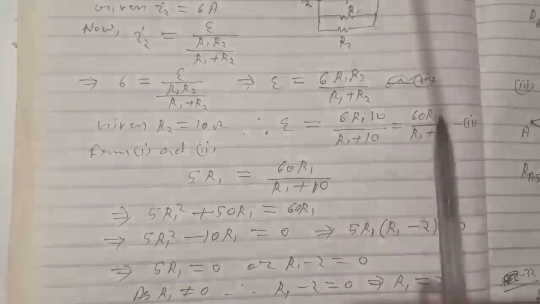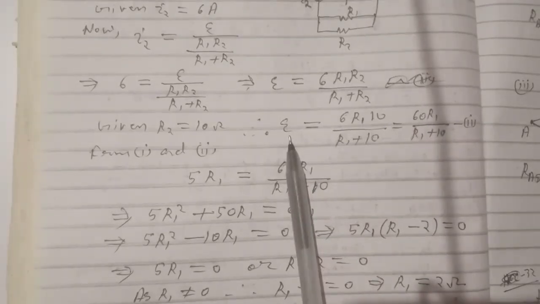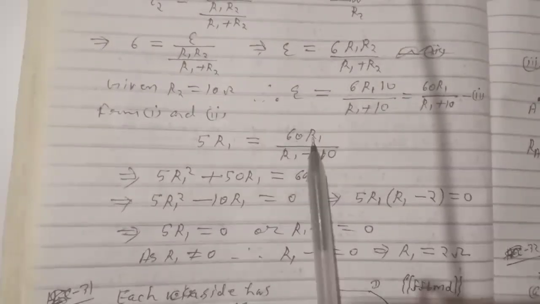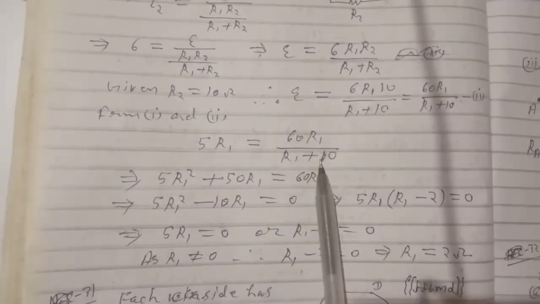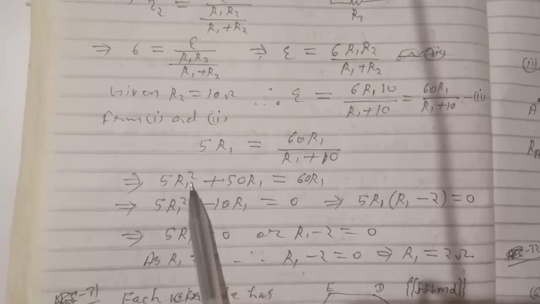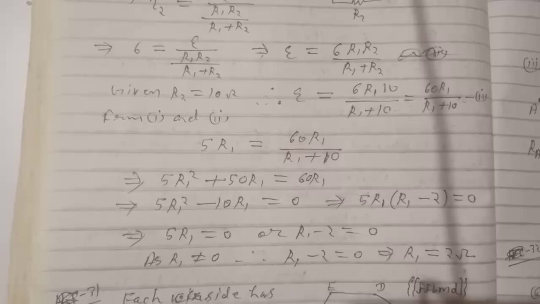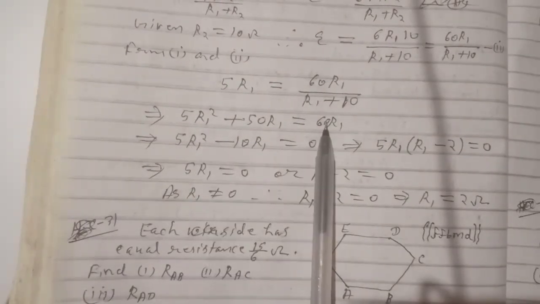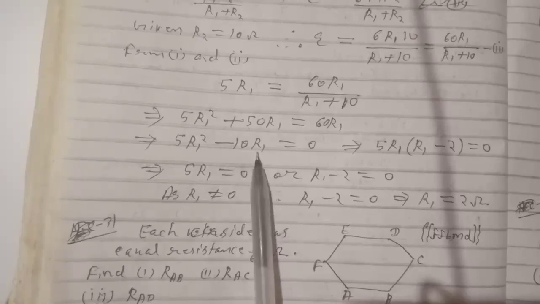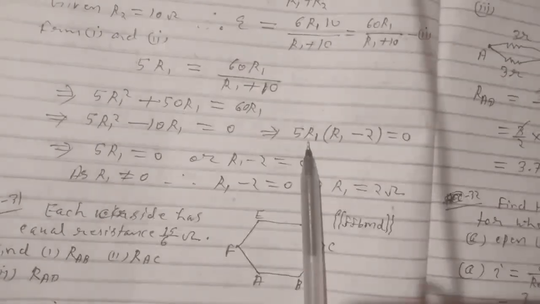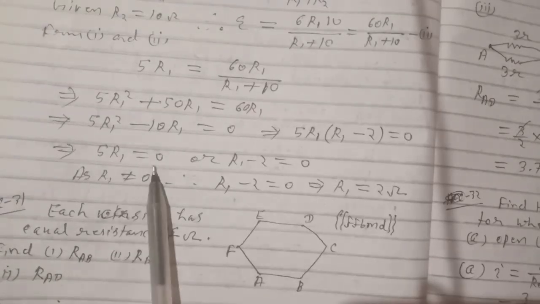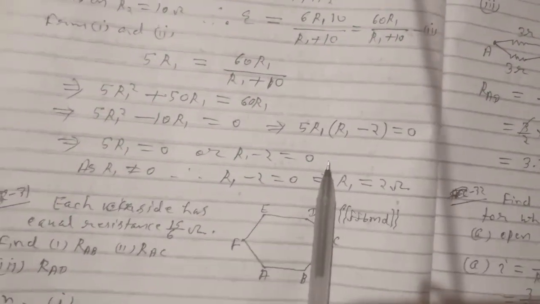This is the value of E. So from 1 and 2, 5 R1 equals 60 R1 by R1 plus 10, or 5 R1 square plus 50 R1 equals 60 R1. This implies 5 R1 square equals 10 R1, or taking 5 R1 common, R1 minus 2 equals 0. This implies 5 R1 equals 0, or R1 minus 2 equals 0.